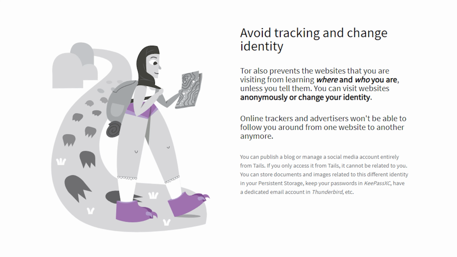Avoid tracking and change identity. Tor also prevents the websites that you are visiting from learning where and who you are, unless you tell them. You can visit websites anonymously or change your identity. Online trackers and advertisers won't be able to follow you around from one website to another anymore.